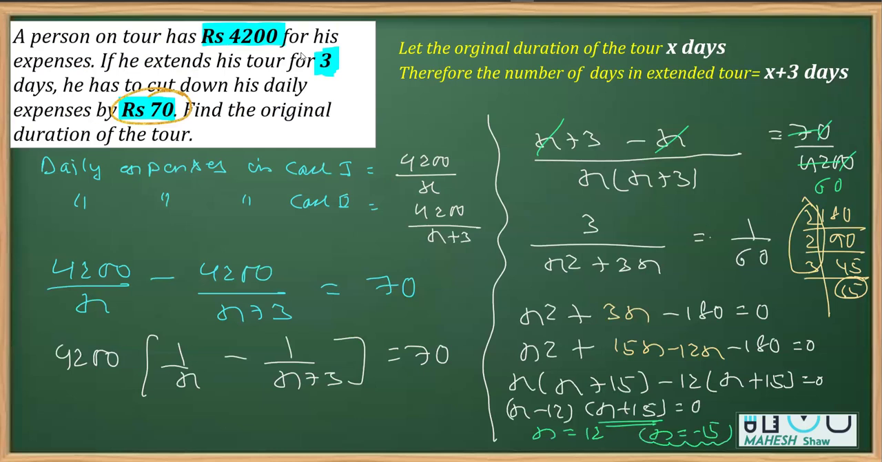Clearly, the number of days cannot be negative, so we'll discard it, and therefore we'll declare X is equal to 12 as the final answer. So we'll say that the original duration of the tour is going to be 12 days.